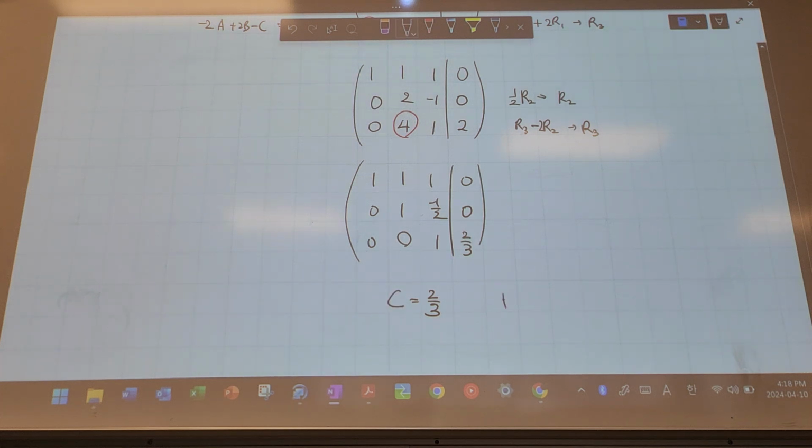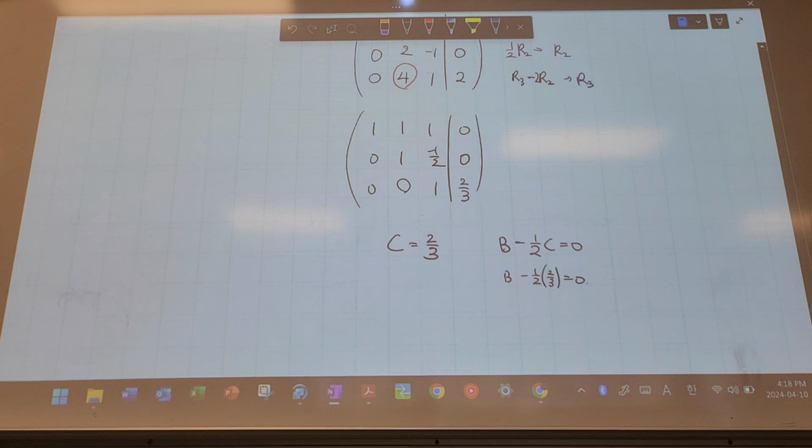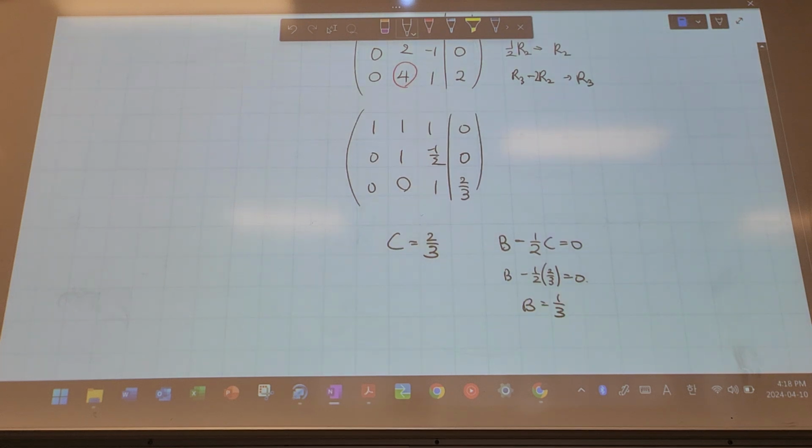And then we know that b plus c minus 1 over 2 c was 0. So b minus 1 over 2 times 2 over 3 is equal to 0. So b is equal to 1 over 3. We also knew that a plus b plus c was 0. So a plus 1 over 3 plus 2 over 3 is 0. So a is negative 1. That's pretty good.